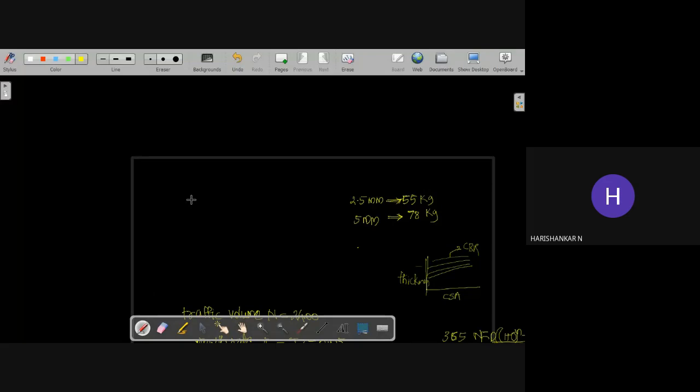Here you are having CBR for 2.5 mm as 55 divided by 1370 kilogram into 100. Okay, and the CBR for 5 mm can be taken as 78 kilogram divided by 2055 into 100. Okay, so in this way you can have two CBR values. Just calculate.